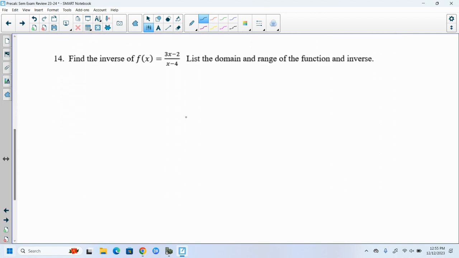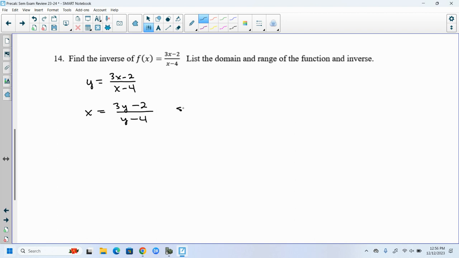14. Find the inverse of f of x. List the domain and range of the function and inverse. Okay, to find an inverse, first of all, we take the f of x out and we make it a y. So it's the same as y equals 3x minus 2 over x minus 4. To find the inverse, you flip. You make every y an x and every x a y. So now it becomes x equals 3y minus 2 over y minus 4.